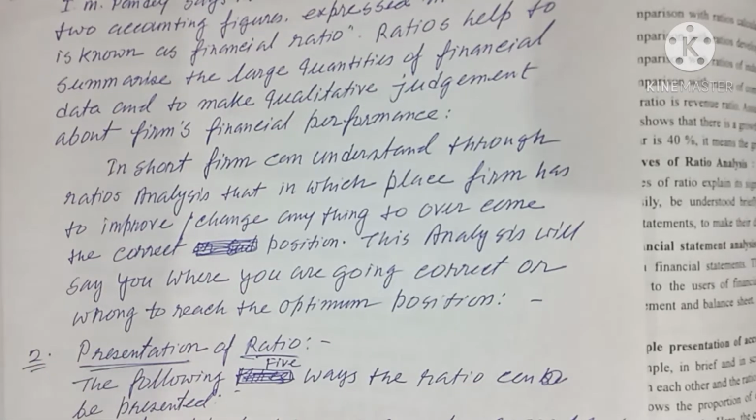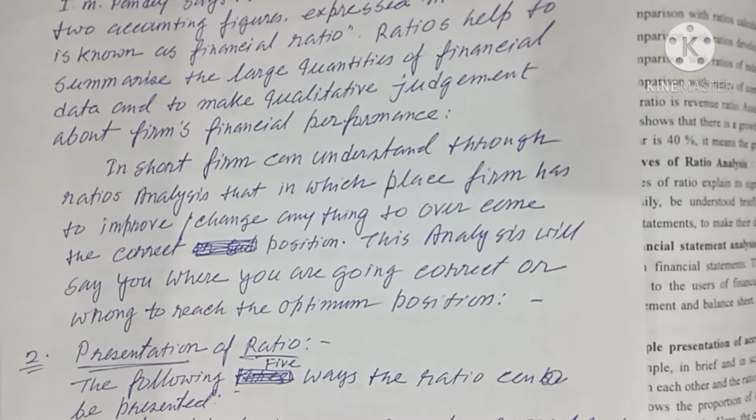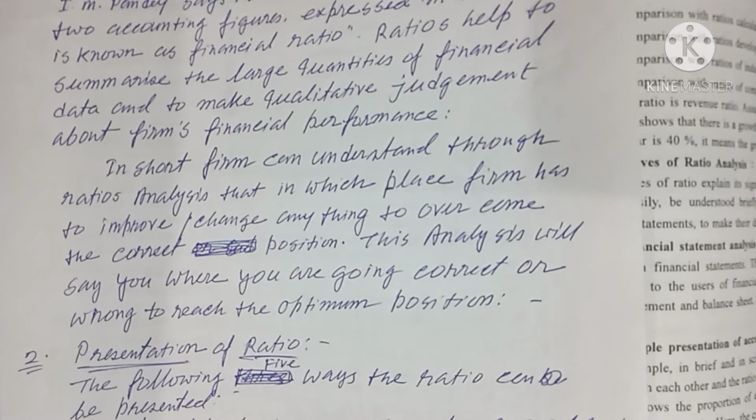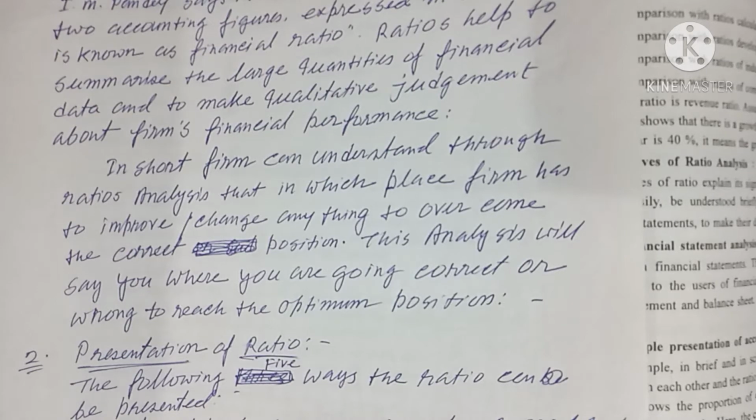That means you have to compare last year's profit with this year's profit, or last year's expense with this year's expense, or one expense with another expense, how much it should be and how much you are at present. That is called ratio analysis.